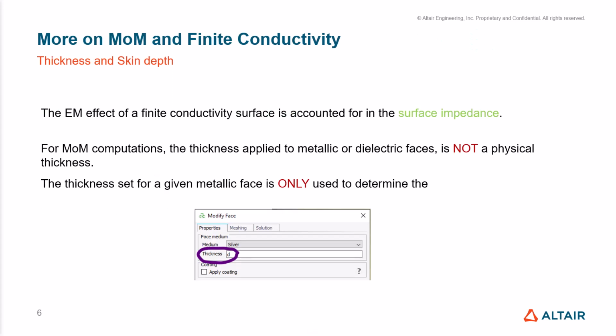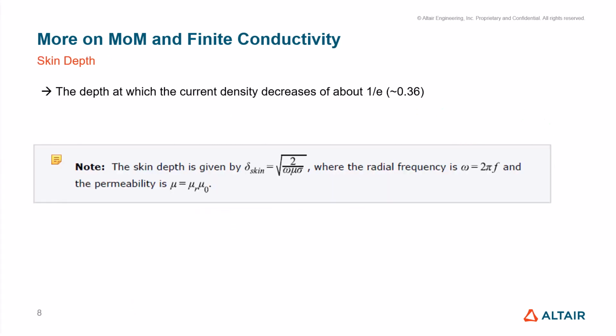For MOM computations, the thickness applied to metallic or dielectric faces, as we see here when you try to apply a metal to a specific face in the model, is not a physical thickness. So actually, the thickness we set over here for a given metallic surface is only used to determine the surface impedance of that face. What does the skin depth practically represent?